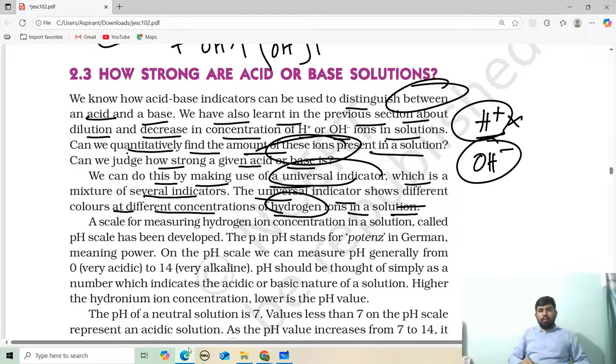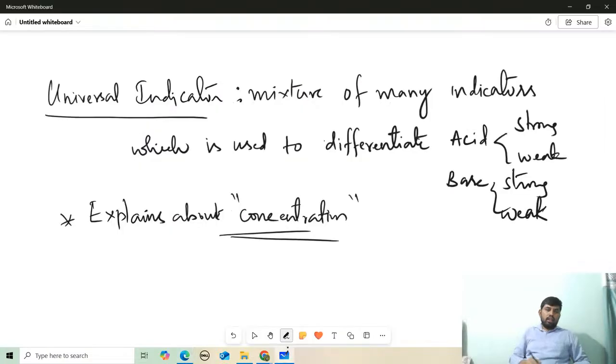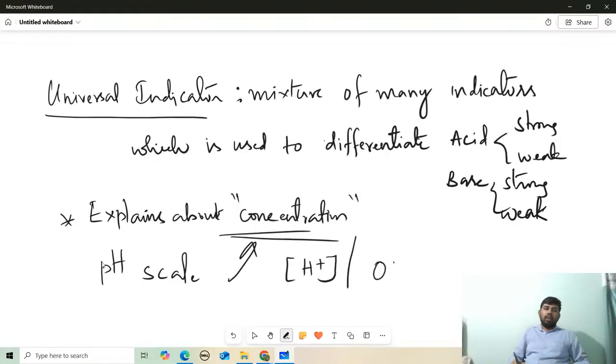The scale for measuring hydrogen ion concentration in a solution is called the pH scale. Along with the universal indicator, we have one more thing called the pH scale. This pH scale also works the same way. By using the pH scale, we can find out how many H plus ions or how many OH minus ions are there. Okay, this is the specialty of the pH scale.